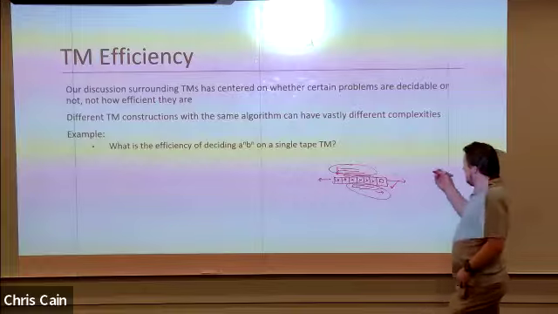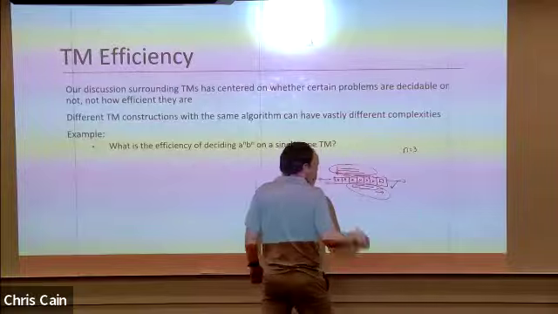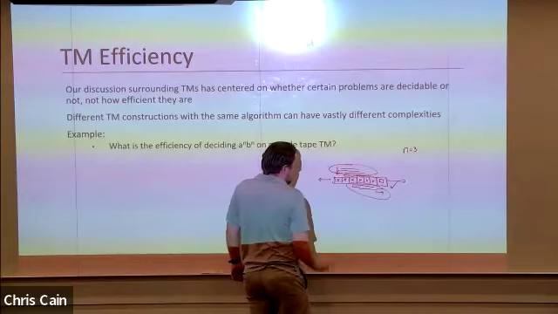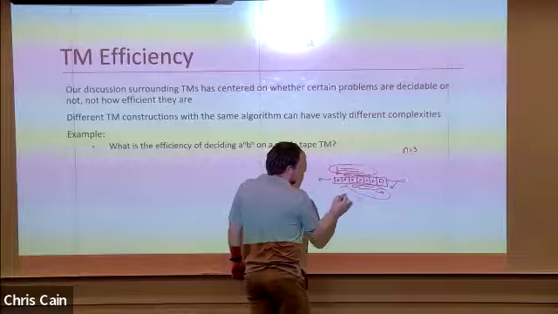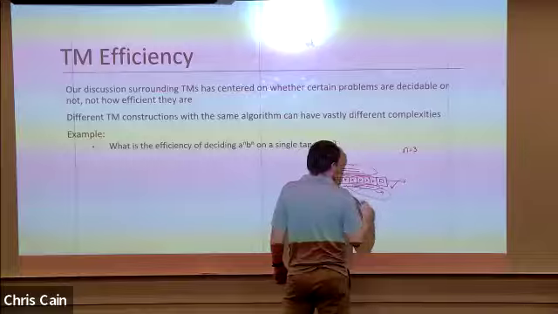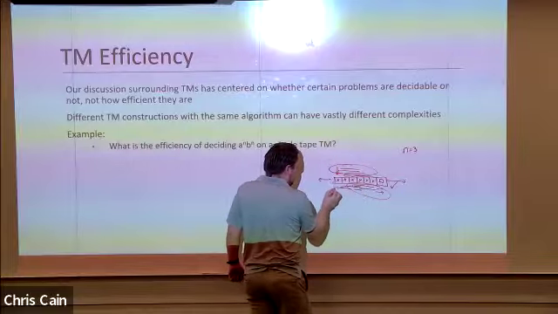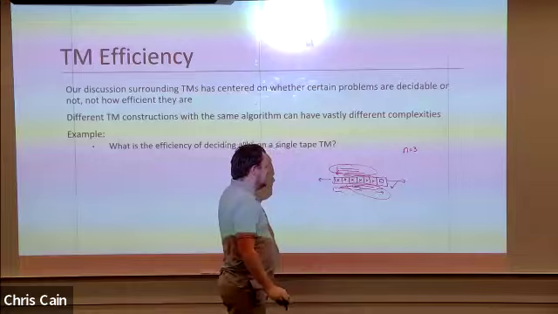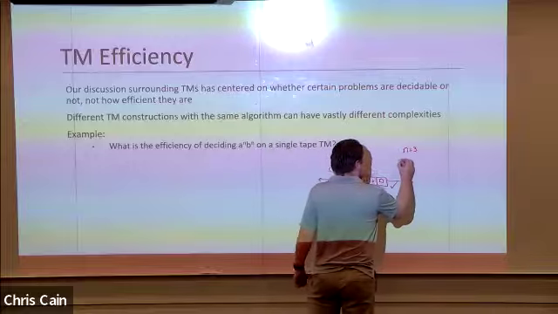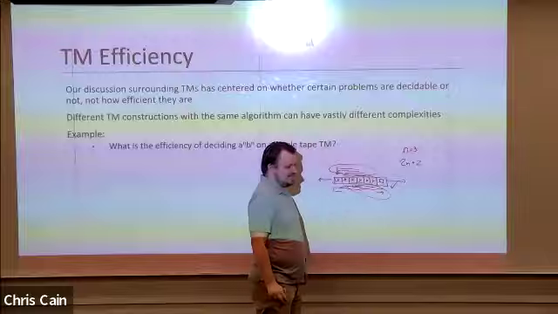So if here, n equals 3. To verify a single A and a single B, we had to see this as an A, move, move, move. That's 3 steps. Check if this is a B, move, move, move, move back. So we had something like 2n plus 2 to verify a single A and a single B.